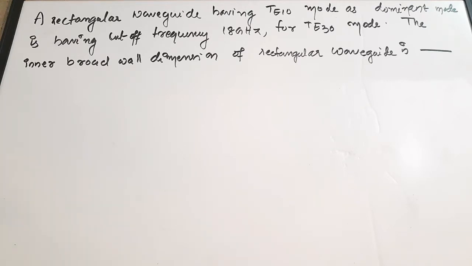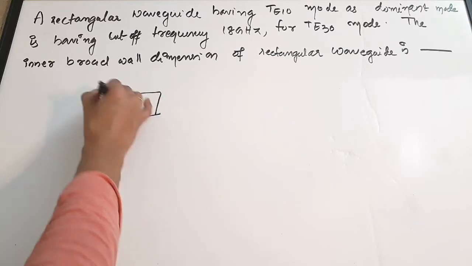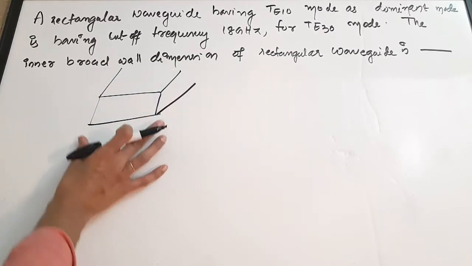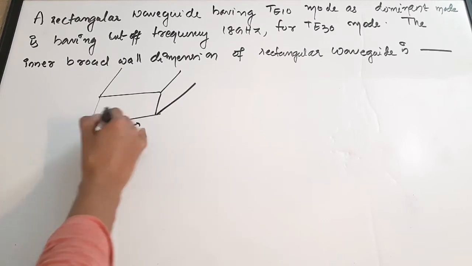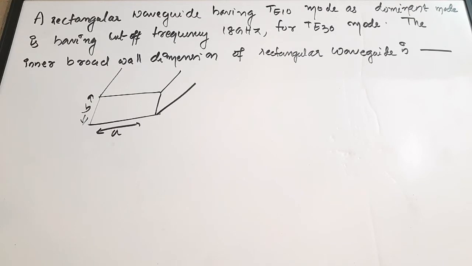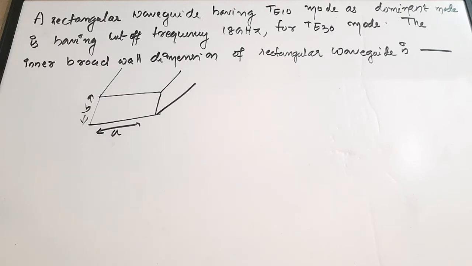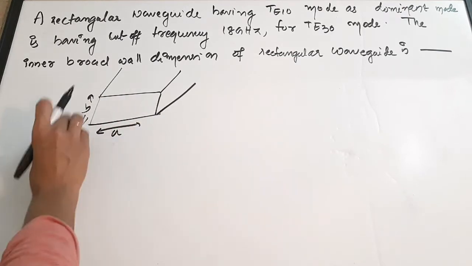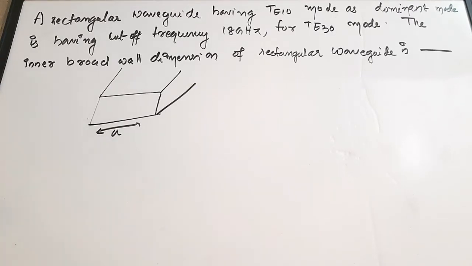Now, what is the letter denoting this broad wall dimension? I have mentioned that. See, this is the structure of a rectangular waveguide. A rectangle generally has a broader dimension and a narrow dimension. The broader dimension is denoted by a and the narrow dimension is denoted by b most of the time. In all standard textbooks, you can see it like this, a and b. Here, for this question, you need to find not b, only the broad dimension, which is a.